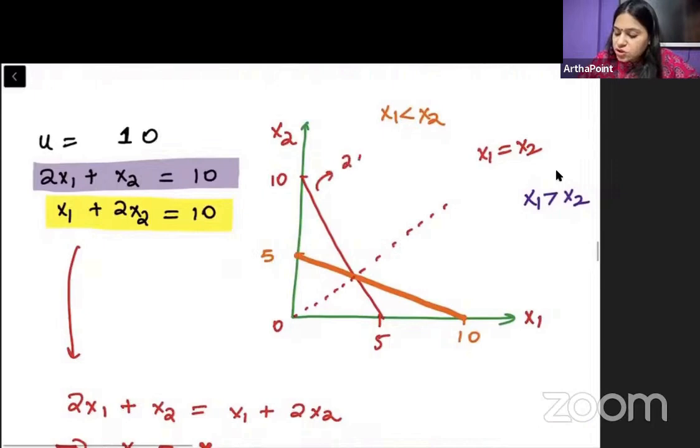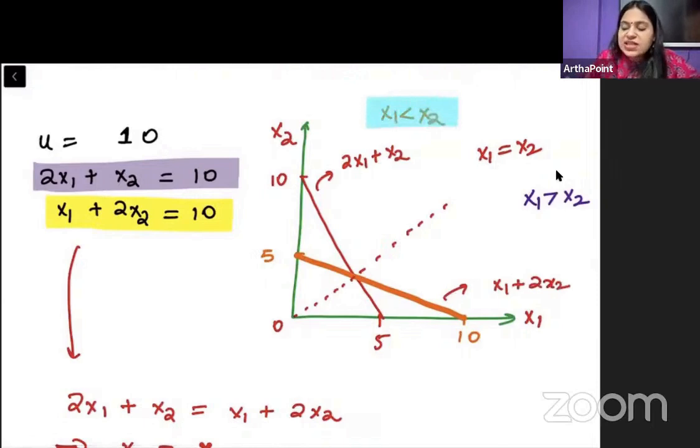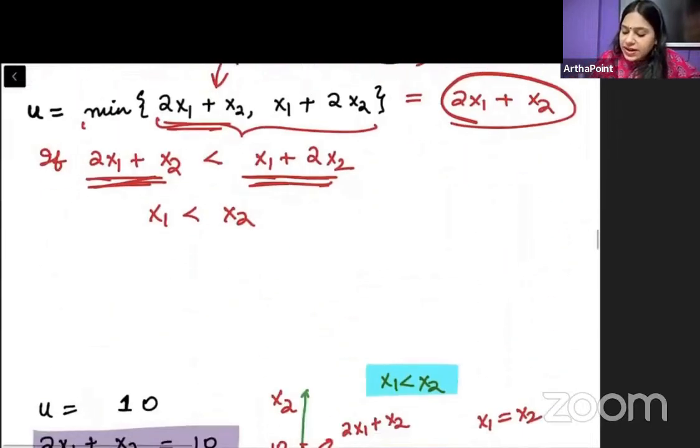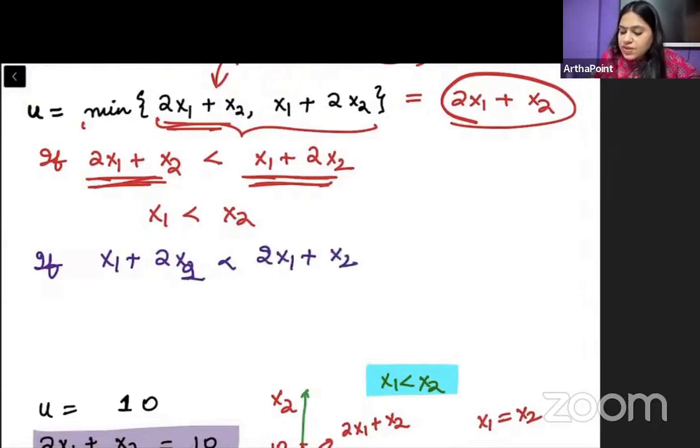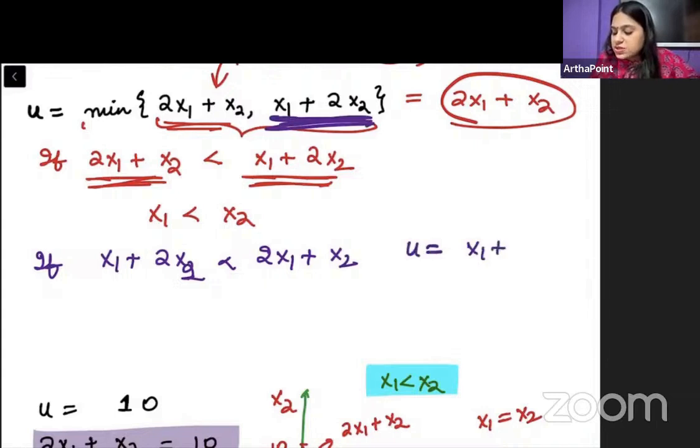And this is the utility function 2x1 plus x2. And this is the utility function x1 plus 2x2. So when I have proved that when x1 is less than x2, the utility function that I am going to follow, that is going to be this one. Right? That is going to be this one. Now, on similar lines, let us go ahead and let us consider what happens if x1 plus 2x2 is less than 2x1 plus x2. If this is less. So, if this is less, what will come out of my utility function? x1 plus 2x2.